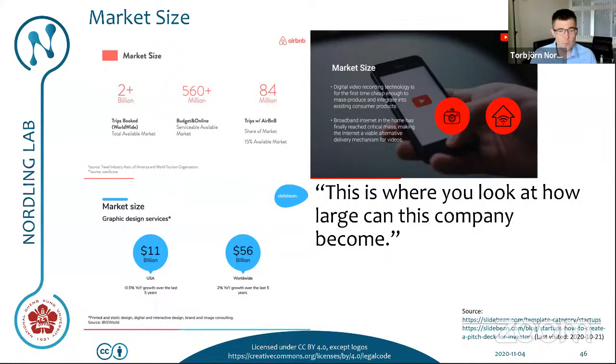Then when it comes to the market size for Slidebean, they estimate that graphical design services is 11 billion in the US and 56 billion worldwide. And then they list the growth rate year on year over the last 5 years. And actually the US market has been shrinking while the global one has been growing by 2% according to the data that they have from IBISWorld. Now on this slide, I would recommend that you also, as a footnote, put the source or how you estimated these numbers, because that tells a lot about how reliable they are.